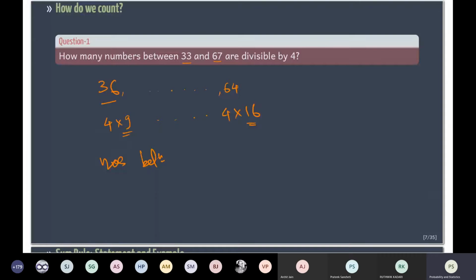So we transform this into our original problem of counting numbers between 9 and 16. We know that this is 16 minus 9 plus 1. So this is 7 plus 1, which is 8. So these are the numbers we have between 33 and 67 that are divisible by 4.